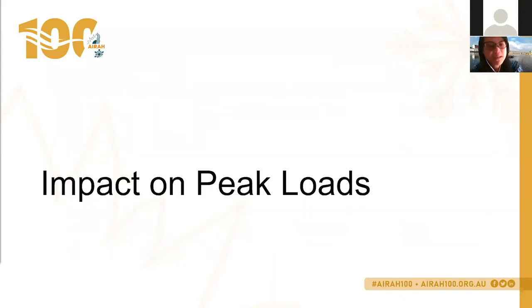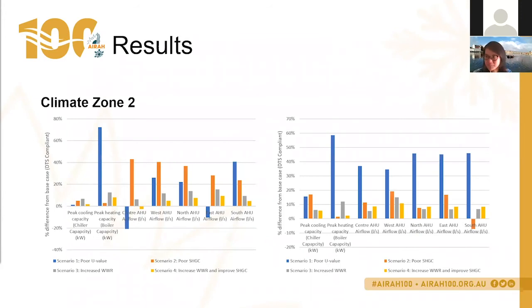So what were some impacts on the peak loads? We used IES Virtual Environment to do this simulation, and the peak loads are purely just looking at our model results and then seeing what the peak thermal load on our plant is from that. So on the left, we have climate zone 2, and on the right, we have climate zone 6. My graphics are not showing up properly, but basically look at the left first.